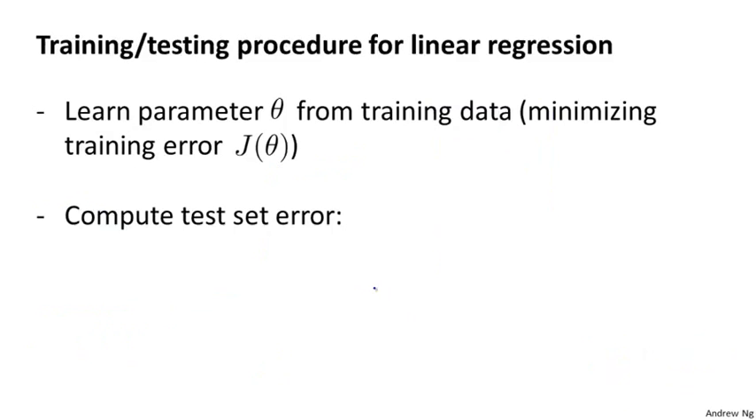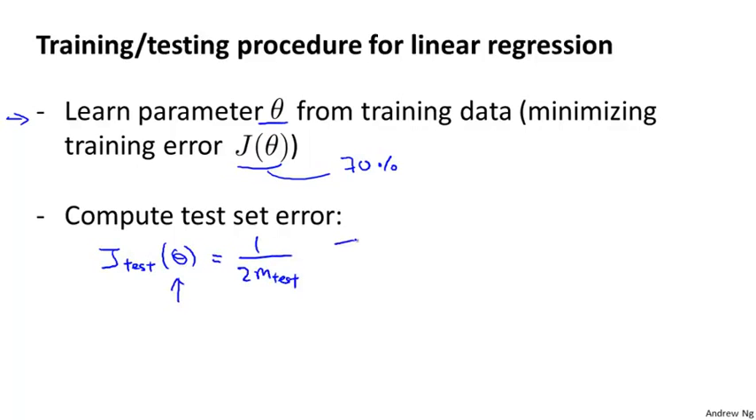Here then is a fairly typical procedure for how you would train and test a learning algorithm, maybe linear regression. First, you learn the parameters theta from the training set. So you minimize the usual training error objective J of theta, where J of theta here was defined using that 70% of all the data you have. That's only the training data. And then you would compute the test error. And I'm going to denote the test error as J subscript test. And so what you do is you take your parameter theta that you've learned from the training set and plug it in here and compute your test set error, which I'm going to write as follows.